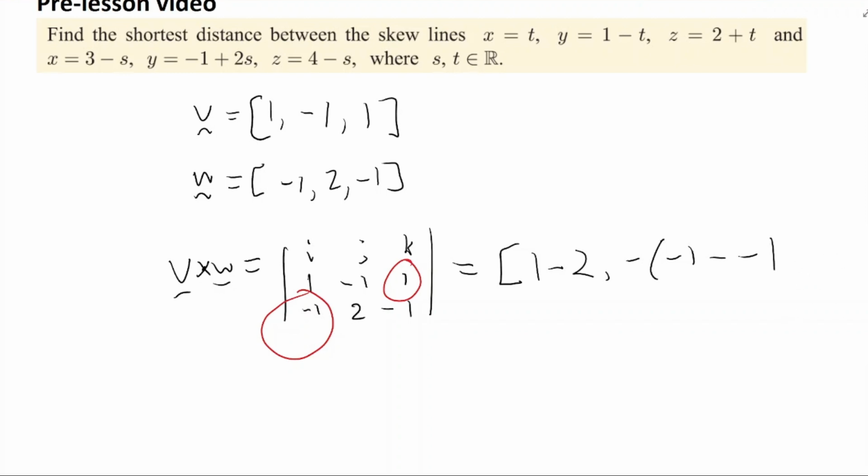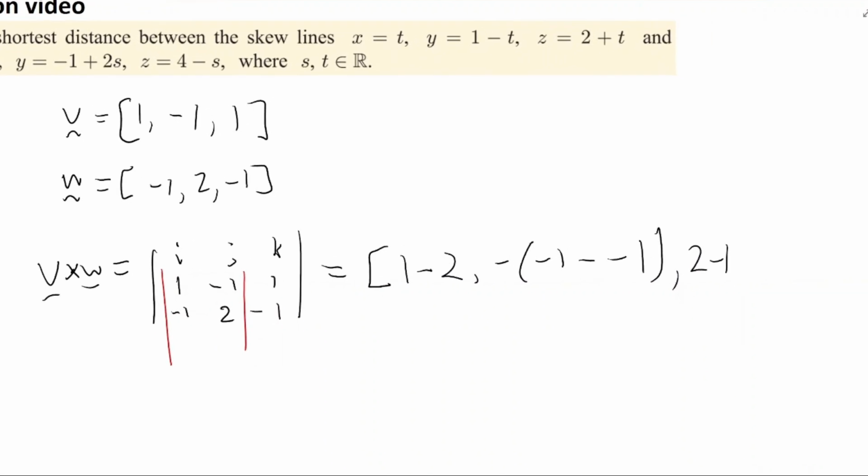Which is just that. Last one we're going to get is the determinant on the left. So we'll be looking at that determinant. So we're going to get 1 times 2, which is 2, take away positive 1. So we get something looking a bit like that. And then we can simplify that down to minus 1, 0, and then 1. So that is our cross product between those two vectors.